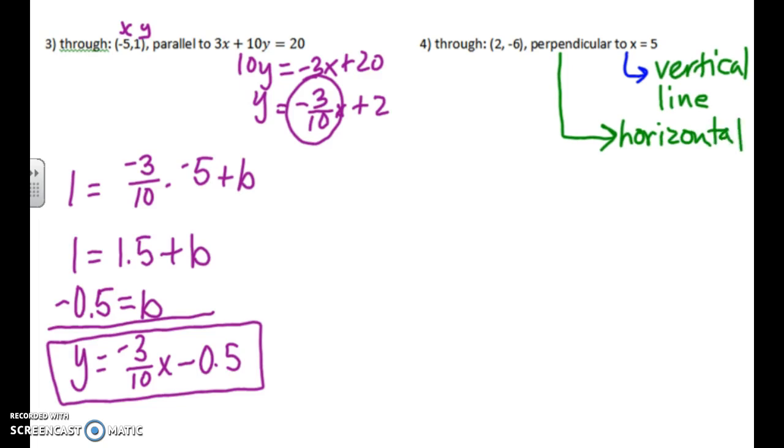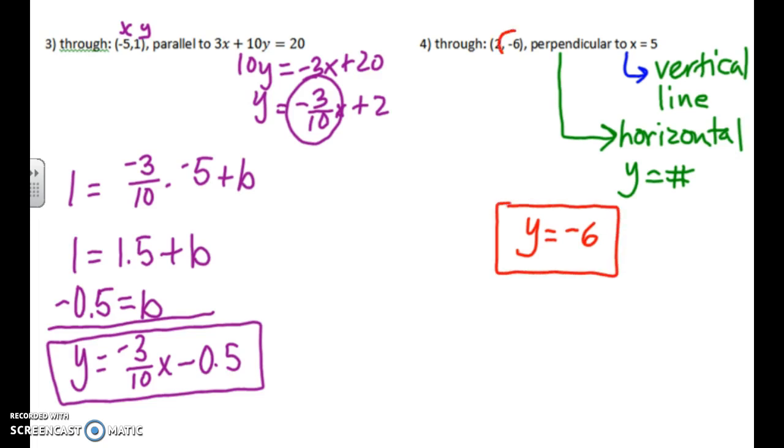Well, if it's a horizontal line and the original one was x equals, then we're going to use a y equals number. Well, it gives you a particular point, so you have to look at what y number it gives you. So this is a problem that actually requires no work, just you understanding the concepts. So right away, I look and I see my y value is -6. So all I have to do is write down y equals -6.